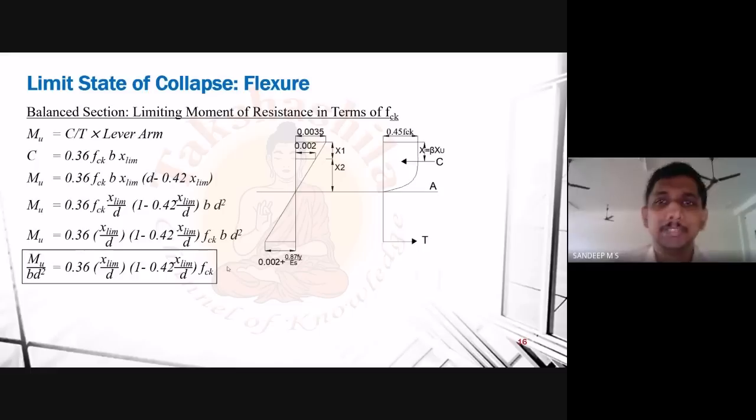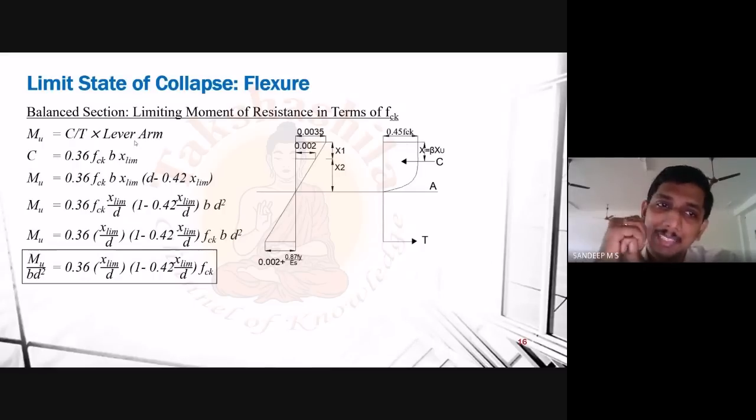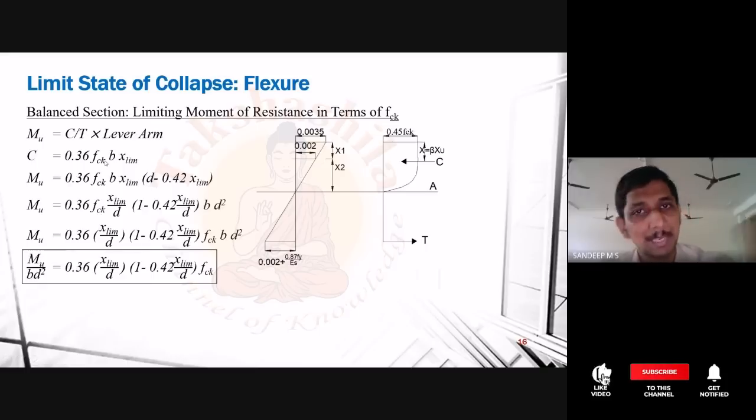So let's see how to find out the moment of resistance. Suppose you are going with a balanced section. In comparison to an under reinforced section, in the case of a balanced section, the yield strain in concrete as well as steel will be reached simultaneously. And again, we know that the failure of concrete is more critical in comparison to steel. So when we derive the expression for moment of resistance in the case of a balanced section, we will stick to the value of compressive force rather than tensile force. Anyway, both the values must be the same as per our theory.